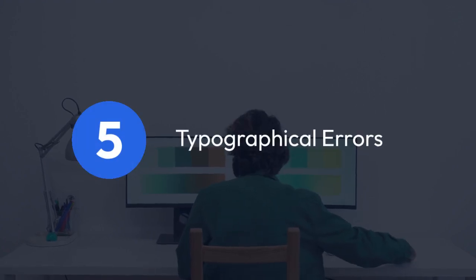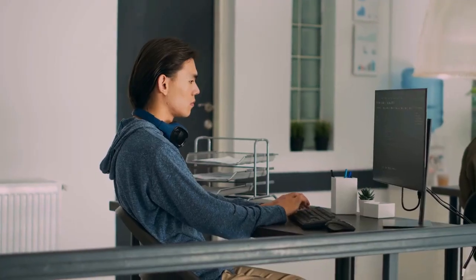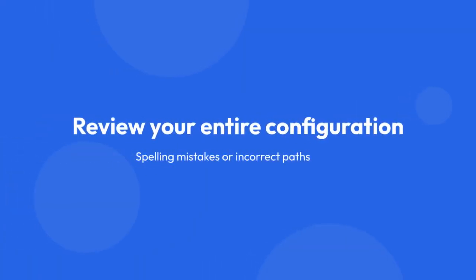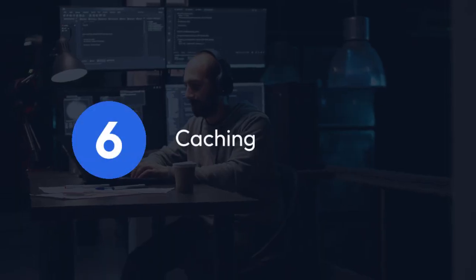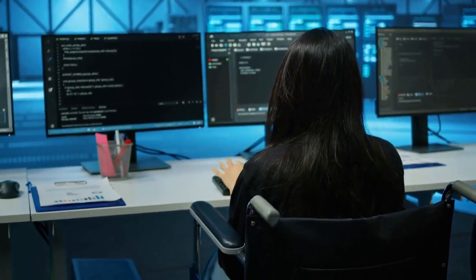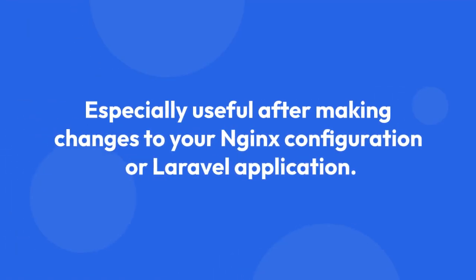5. Typographical errors. Simple typos in your Nginx configuration file, or even in your Laravel application's routes, can cause this problem. Carefully review your entire configuration for any spelling mistakes or incorrect paths. 6. Caching. Your web server might be serving outdated cached files. Clear your Nginx cache and even your browser cache to ensure you're working with the most recent versions of your files and configuration. This is especially useful after making changes to your Nginx configuration or Laravel application.